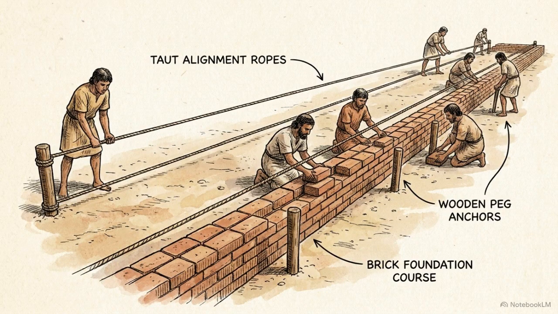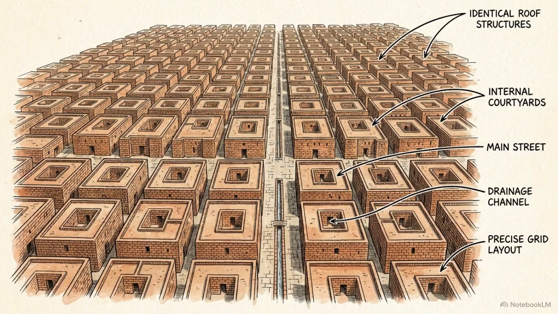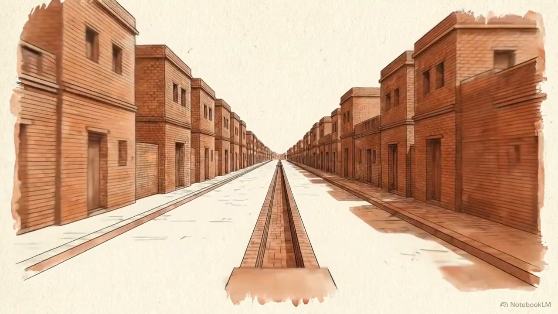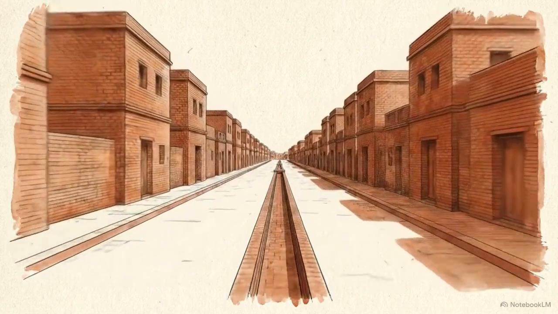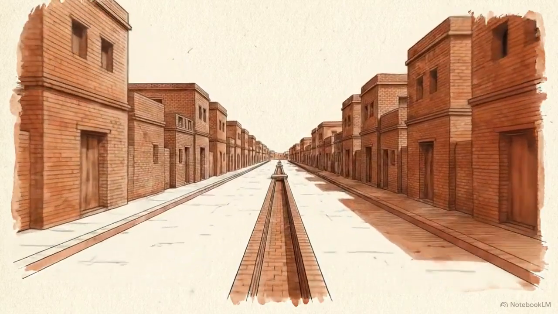Executing and maintaining high-precision infrastructure across a continent-sized territory required a specific logic, one that functioned without the centralized authority of a traditional dictator. To understand that logic, we are going to reverse engineer their systems, rebuilding a Harappan city using a first principles approach.